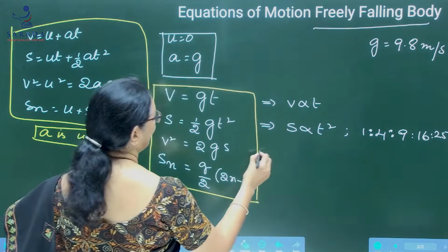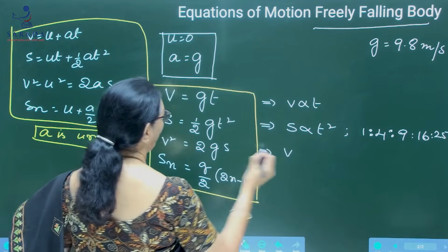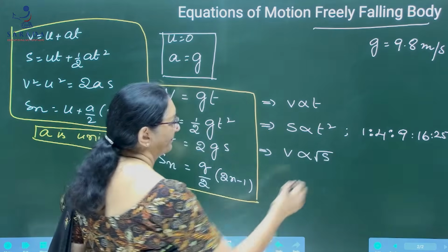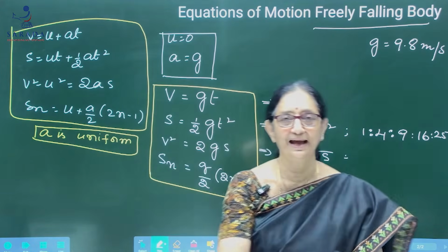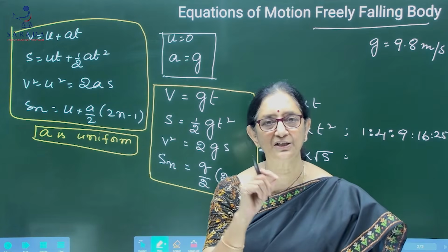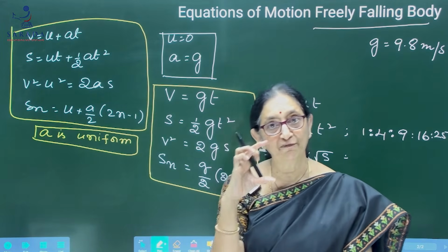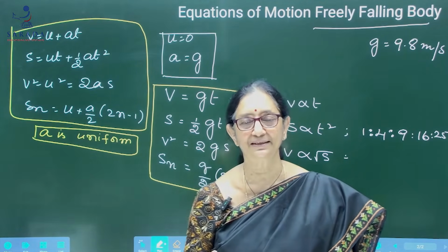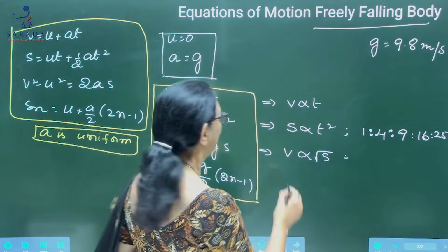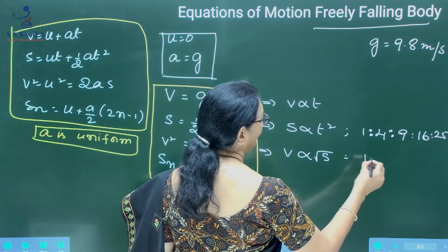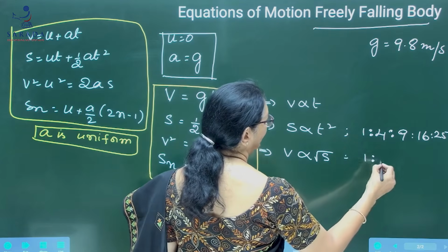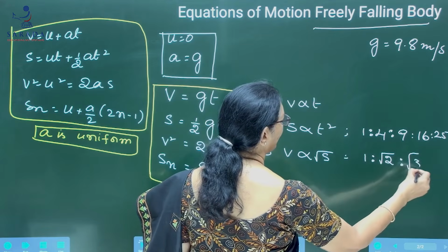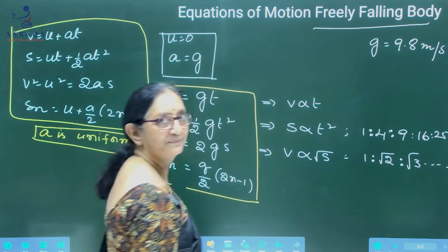Now, from this equation, v square is proportional to s, or v is proportional to root s. From this, a question can be asked like this: what is the ratio of velocities at the end of 1 meter, at the end of 2 meters travel, at the end of 3 meters travel from the initial point? So, v is proportional to root s: at the end of 1 meter, root 1, at the end of 2 meters, root 2, at the end of 3 meters, root 3, and so on, right?